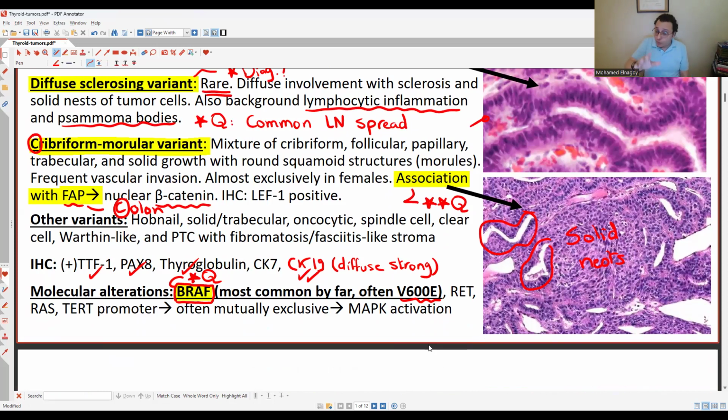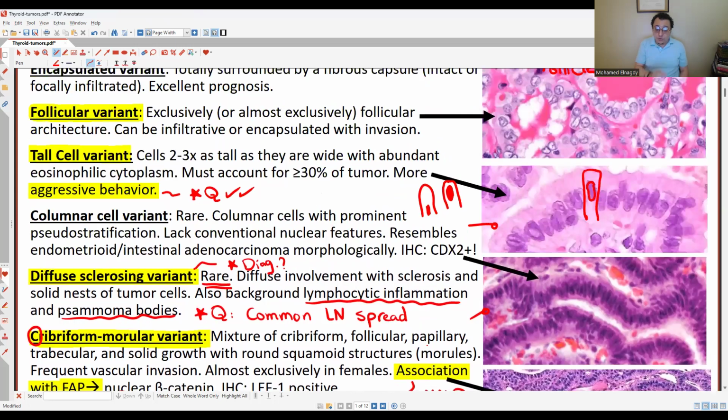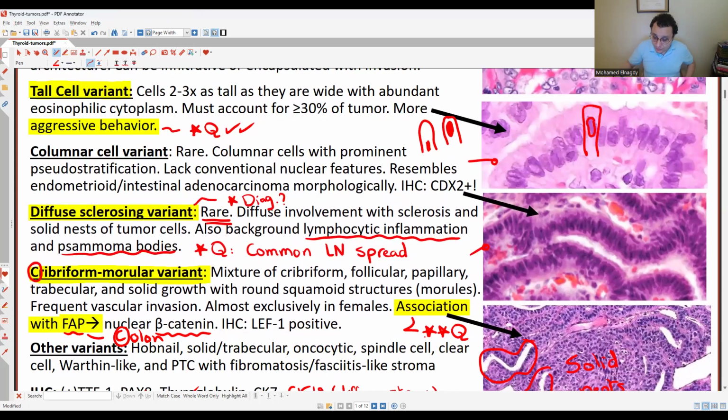It's also associated with RET, RAS, TERT promoter, and a lot of stuff. But BRAF, for some reason, is always the most common, and it's always even the most common in the Q banks and in the questions. Okay, most common way of metastasis for the papillary is lymph nodes. Remember this. Papillary thyroid cancer most commonly metastasizes by lymphatics.